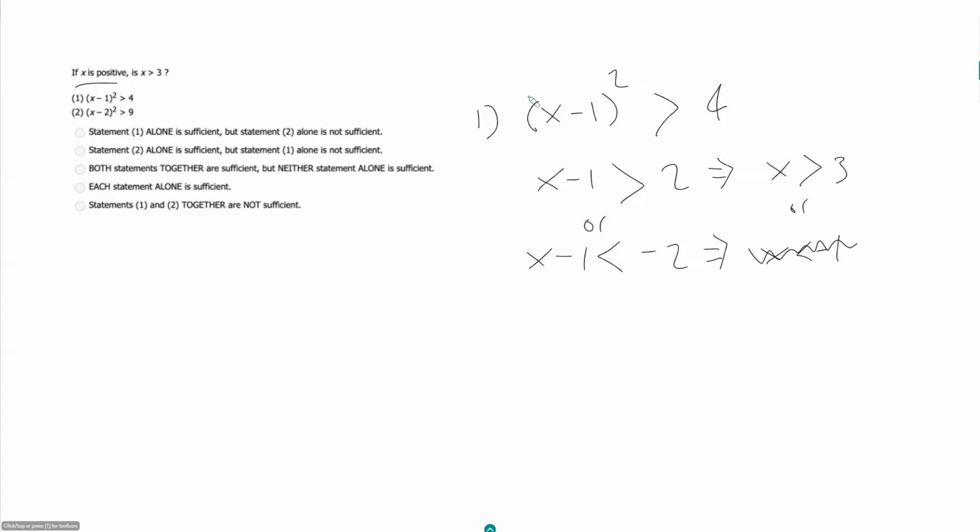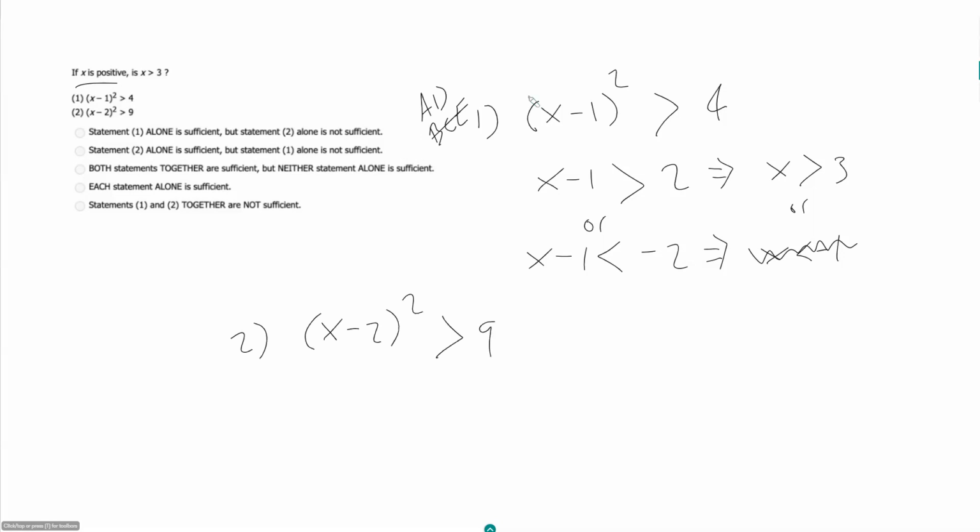So do not overlook this information in the prompt because it is the key, at least to this statement and possibly the question as a whole. So this is actually sufficient because this definitely answers our question. Sufficient to say yes. Statement 2, the quantity x minus 2 squared is greater than 9. So what is this telling me?